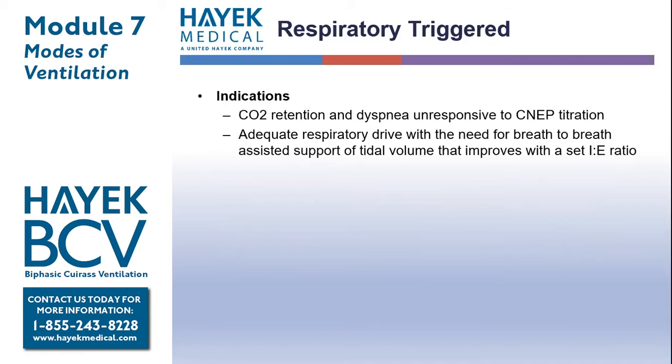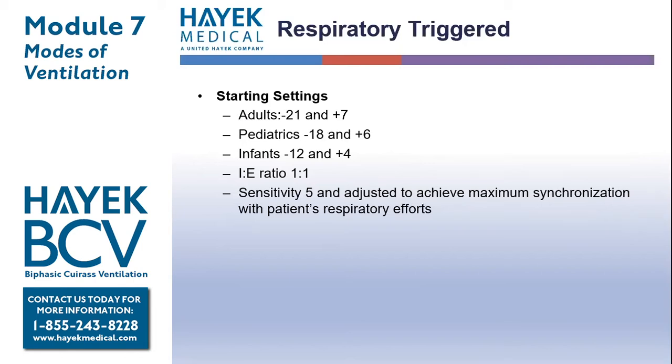Indications for respiratory triggered: CO2 retention and dyspnea that's unresponsive to continuous negative titration, adequate respiratory drive, but with need for breath-to-breath assistance of supportive tidal volume that improves with a set IE ratio. Starting settings in respiratory triggered: adults -21 peak negative inspiratory pressure and +7 peak positive expiratory pressure. Pediatrics -18 and +6. Infants -12 and +4, with a starting IE ratio typically at 1:1. Sensitivity should be set around 5 and adjusted to achieve maximum synchronization with the patient's respiratory effort, regardless of which sensing mechanism is being used.